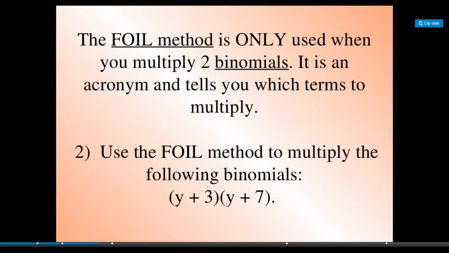But if I write y plus 3, and y plus 7 plus x, then it will be a trinomial, because there will be three terms if I add plus x to y plus 7. We cannot multiply a binomial and a trinomial and get the result in the form of the FOIL method, because this method is suitable only when both the expressions we are going to multiply are binomials. So the FOIL method is only used when you multiply two binomials. It is an acronym and tells you which terms to multiply. So now let's see how it goes.